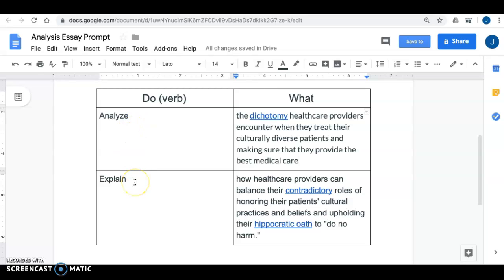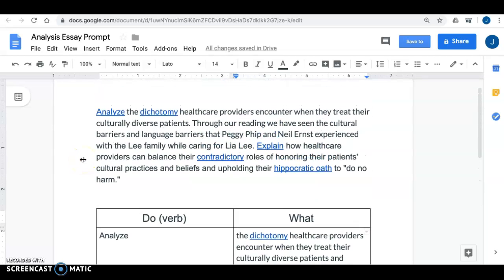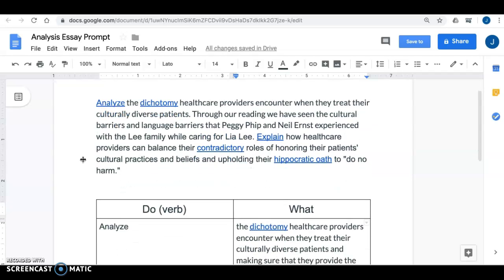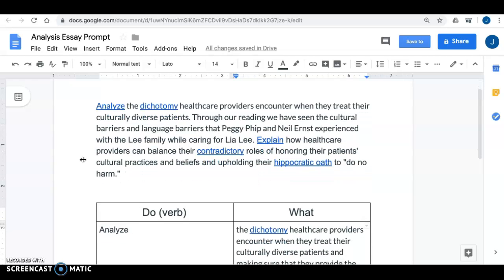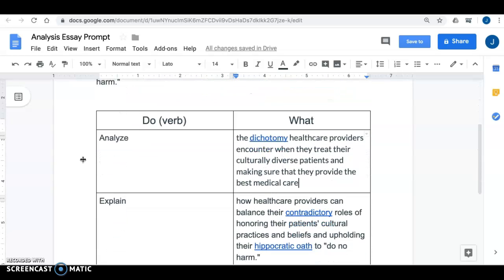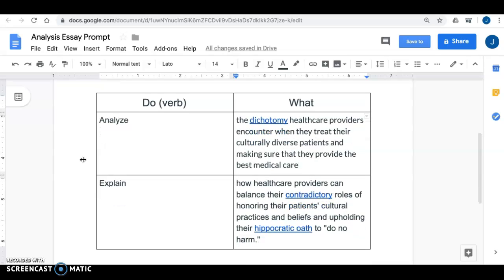I'm going to explain how healthcare providers might be able to balance that dichotomy to both honor their patients who have different customs and traditions, beliefs, while also making sure that their patients receive the best care. So that is how I broke down the essay prompt. I am interested to learn how you approach the prompt to break it down, to make sure that you are doing everything that's asked on the prompt.